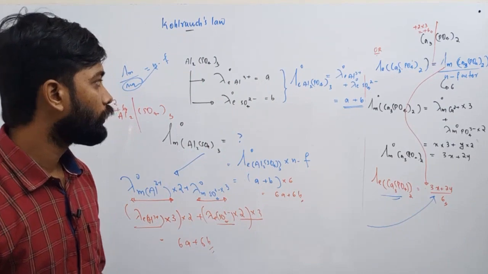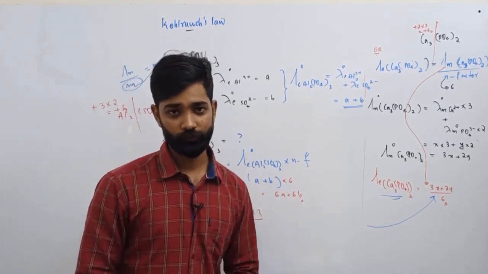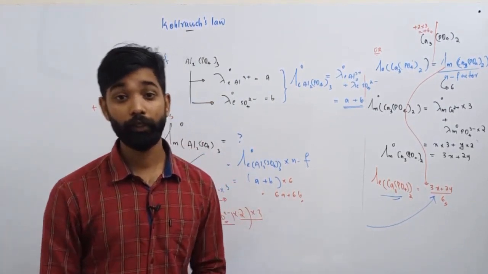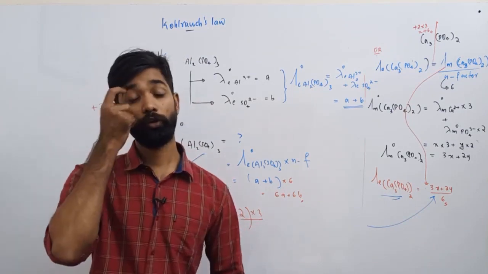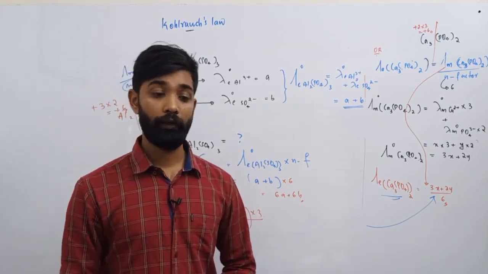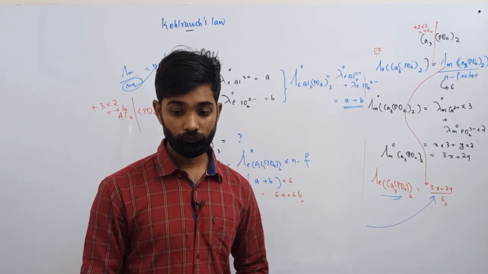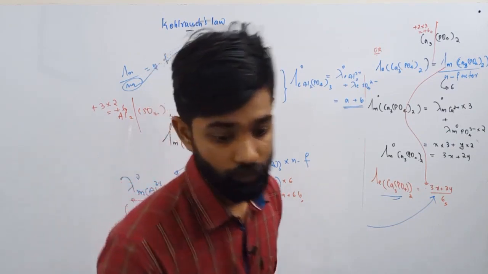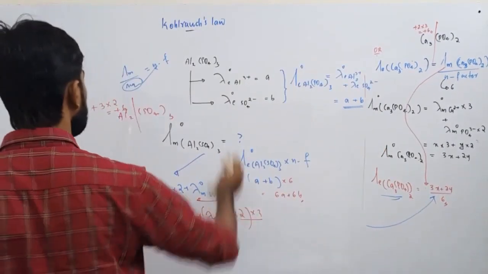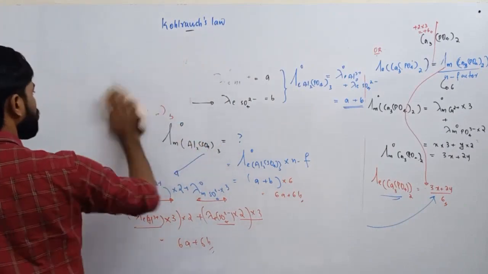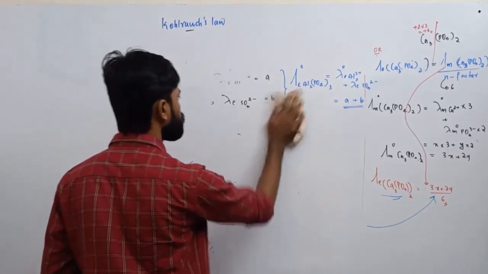Anyway, this is called Kohlrausch's law, and this is a relation between equivalent conductivity and molar conductivity. I think you are okay with this. Let's do some problems. Before that, there is one more type of problem like this also.